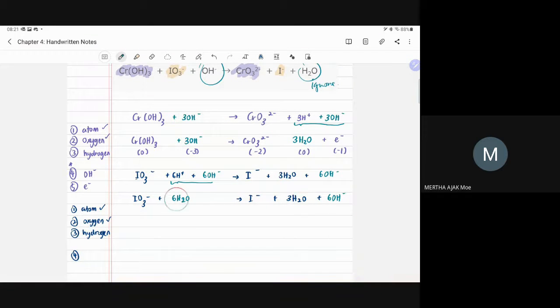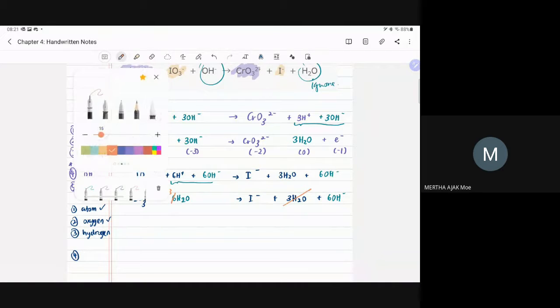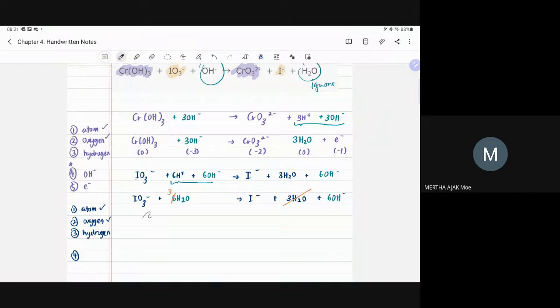Now, kita tengok, ni masih boleh simplify. H2O appears on both sides. Sebelah kiri ada, sebelah kanan ada. Perbezaan dia adalah 3. Ingat, chemical equation only shows changes. So, dia berubah sebanyak 3. Dia berkurang sebanyak 3 kan? Jadi, apa yang kita buat, kita akan potong. Kita akan tolak lah. 6 tolak 3 sama dengan 3. Berlebihan 3 tu dekat mana? Dekat sebelah kiri. Jadi, ini akan jadi 3 H2O. Okay, jadi again, IO3 minus plus 3H2O forming I minus plus 6OH minus.